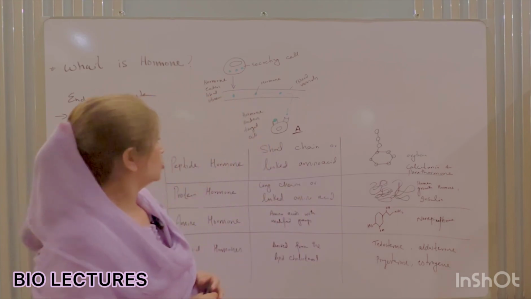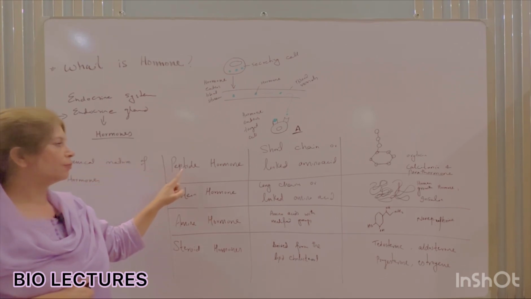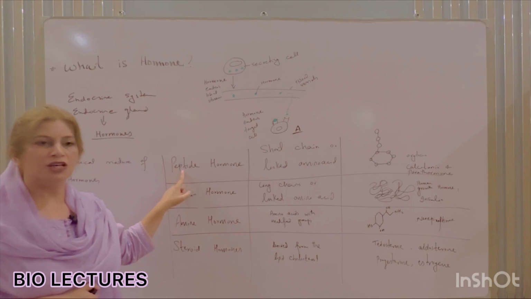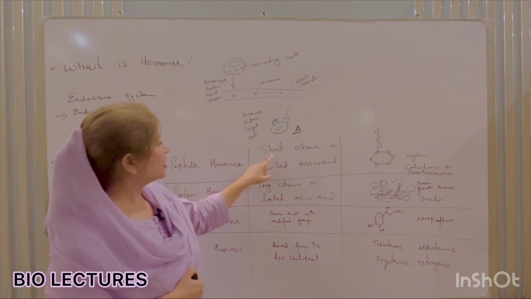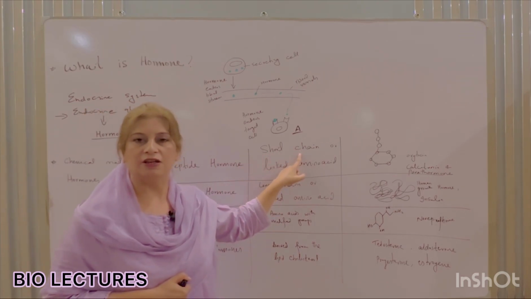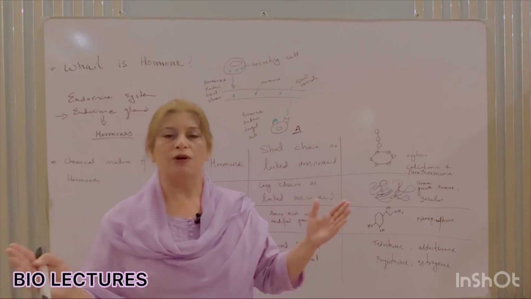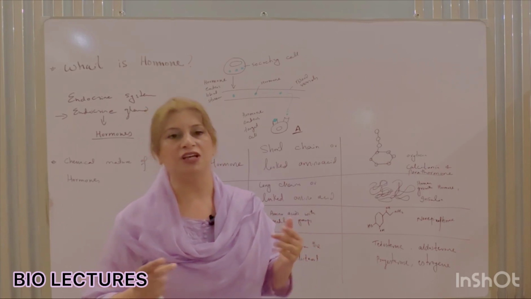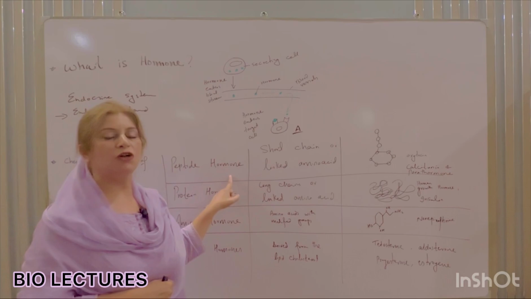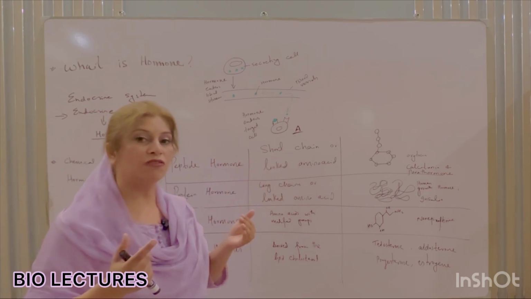Okay, students, our next topic is the chemical nature of hormones. Hormones are made up of peptide chains. Students, you know what a peptide chain is. A peptide chain is a short chain of amino acids. When many chains of amino acids combine together, they form a polypeptide chain. So here we are talking about a peptide hormone, which is a short chain of amino acids.